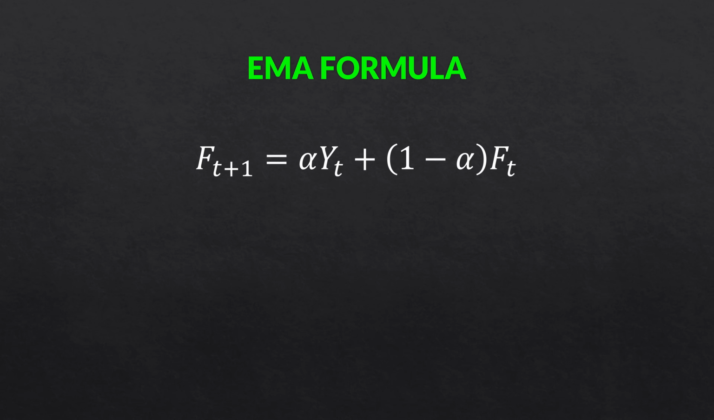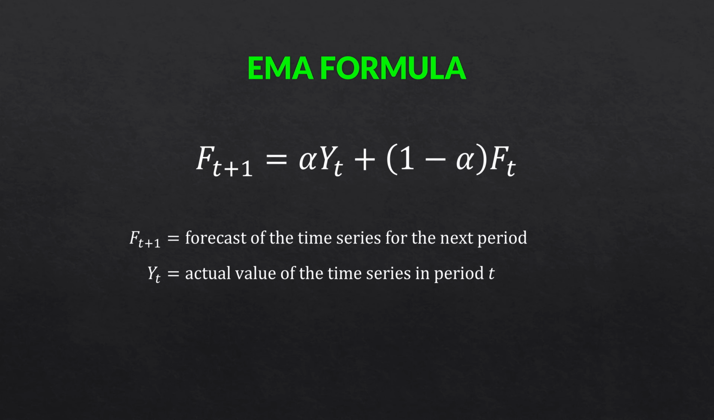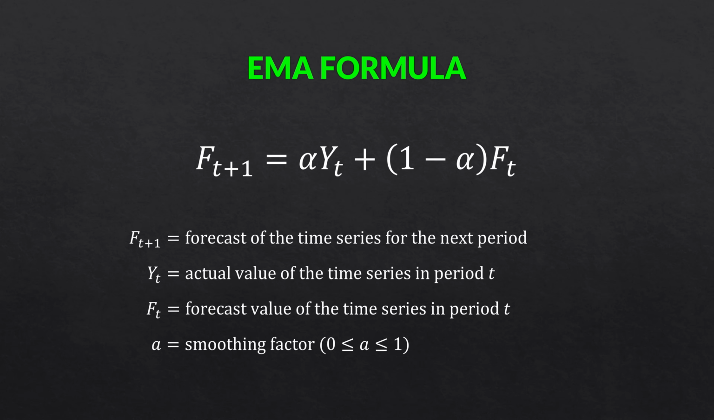It's actually very simple. F sub t plus 1 is the forecast of the time series for the next period. Y sub t is the actual value of the time series in period t. F sub t is the forecast value of the time series in period t. And alpha is your smoothing factor or smoothing constant, which is between 0 and 1. So luckily, mathematically, it's a very simple formula.